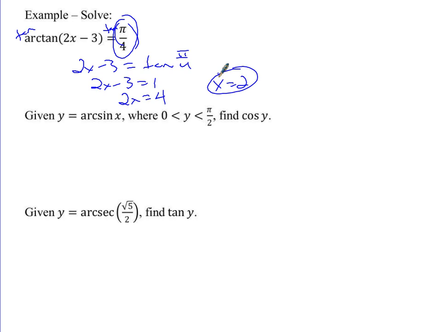Okay, for the next one, we're given y equals arcsine x, where 0 is less than y is less than π/2. Does that fit with our range of values? Yeah, it does. So we're good. We can do this problem, which means that I can do what?